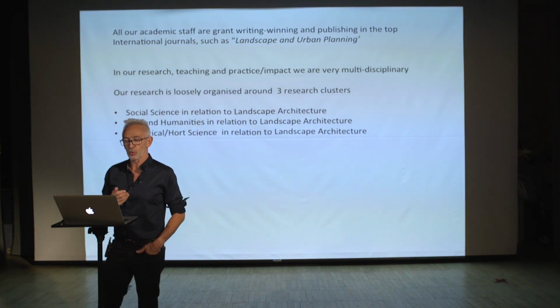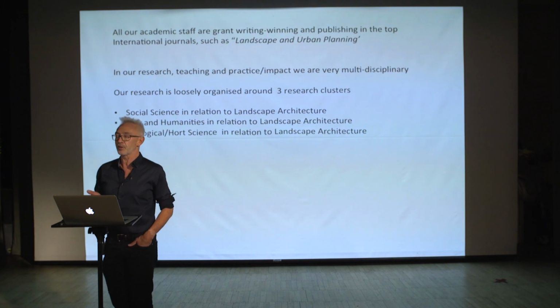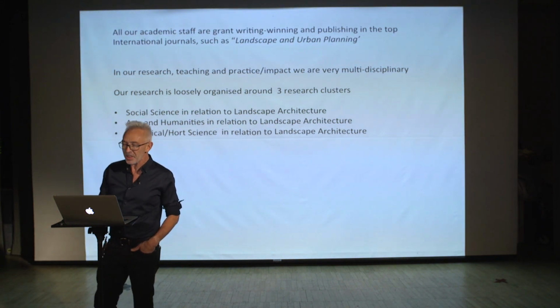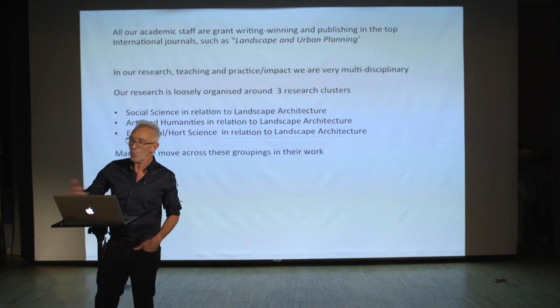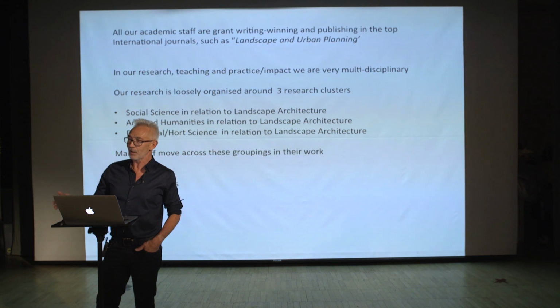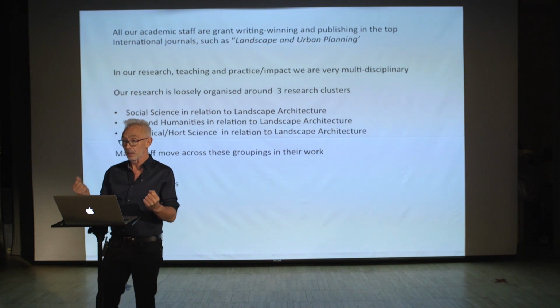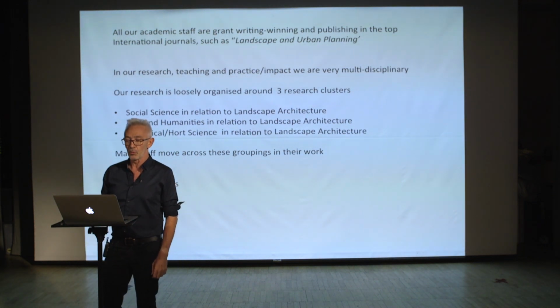We have 3 research groupings: social science, arts and humanities, and ecological and horticultural science. I'm in the last one. But the thing is that we move around. We don't live in silos. So part of the time I work in environmental psychology areas, and the rest of the time I work in horticultural, ecological type territories. And we have a lot of PhD students, 35 PhD students, so we're a bit of a beast in terms of what we can do in research.